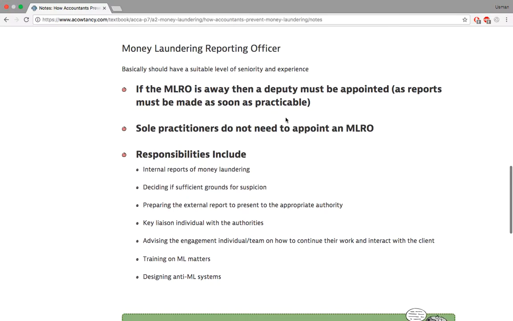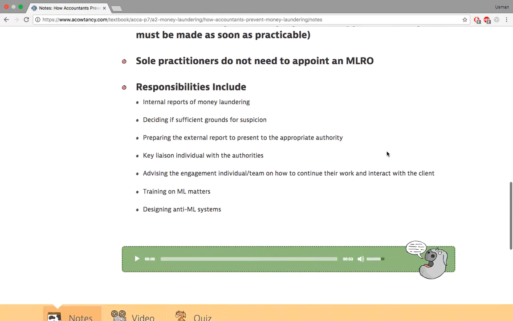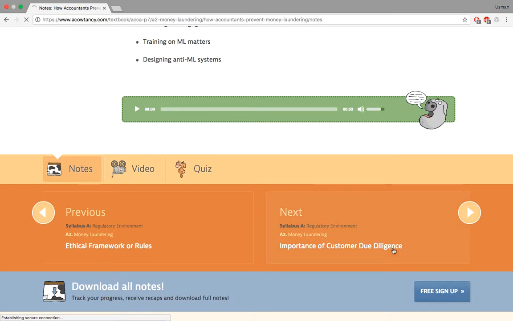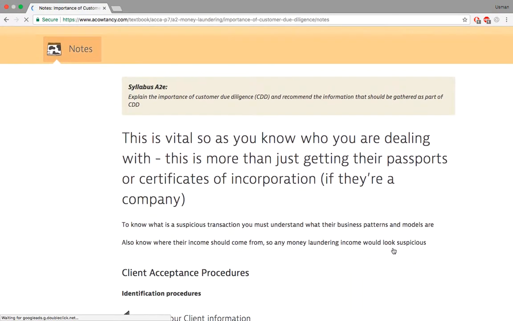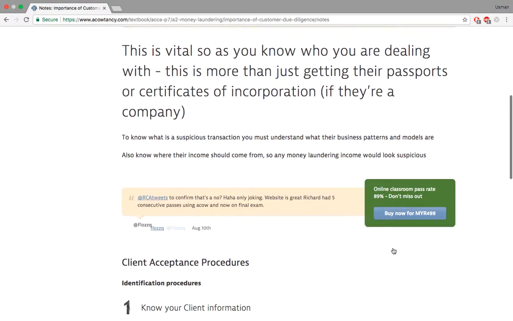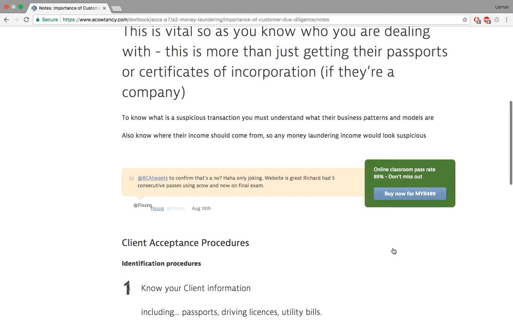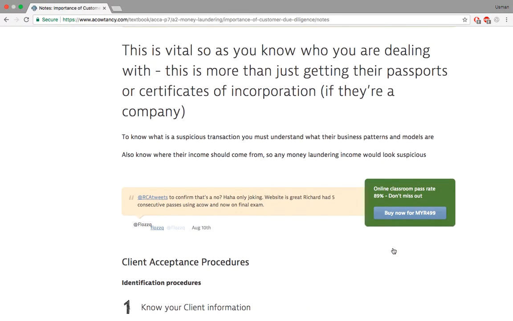There are some MLRO responsibilities. I want you to read them through, because it's not really important, and I don't really think I need to teach you guys all this. Now you have the importance of customer due diligence. Why should you have due diligence? Because you don't want to not know what things are.